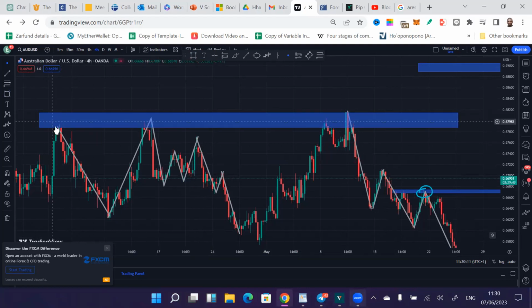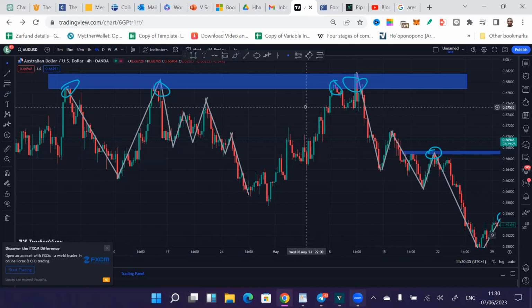You see this one, look at this area now, look at this swing high. This swing high, this swing high, this swing high. They are all in the same area. So now, what that is telling you is that you are able to join swing highs together. You are able also to join swing lows together.